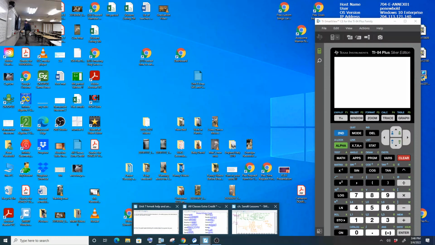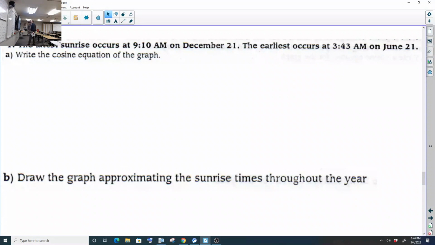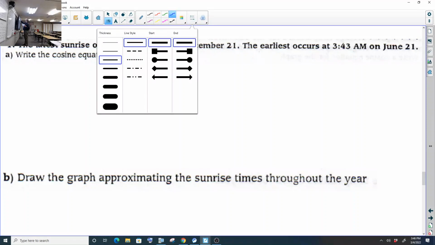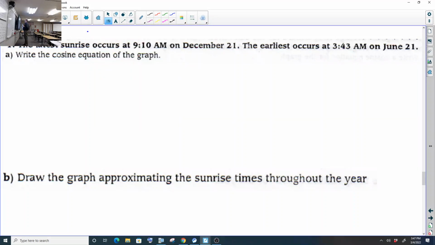Which is right here. And so we have the latest sunrise occurs at 9:10 a.m. on December 21st. The earliest occurs at 3:43. Where are we, Alaska? In June? The sunrise at 3:43 a.m.? That's crazy.